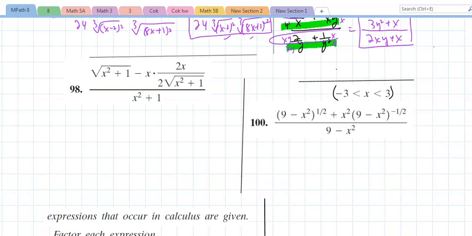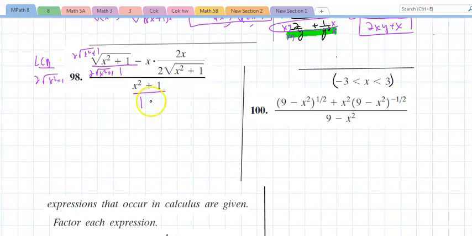This is a complex fraction. Find the LCD for the top and the bottom combined, and you eliminate the complex, make it a single fraction. The LCD is twice the square root of x squared plus 1. So you multiply this top and bottom by that. And this is missing the whole thing. Don't forget the denominator. That's the catch.